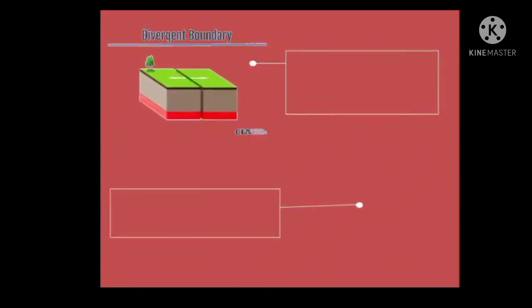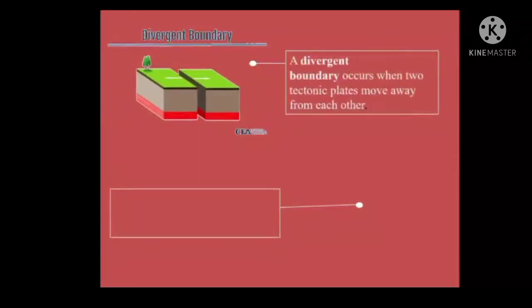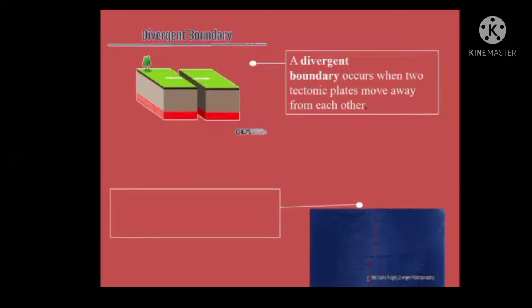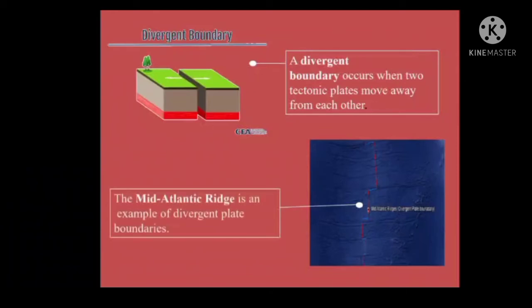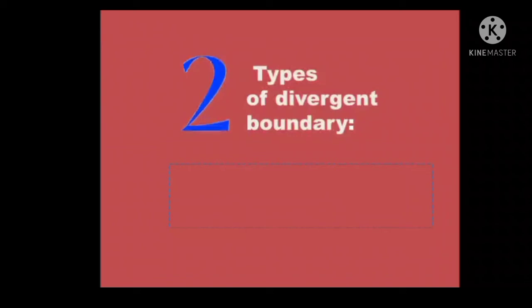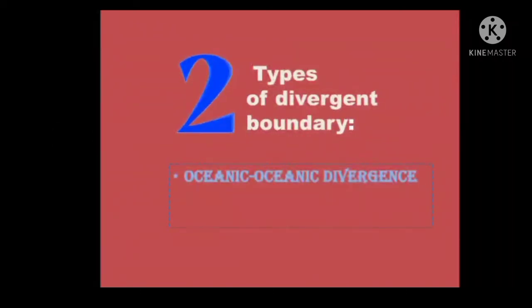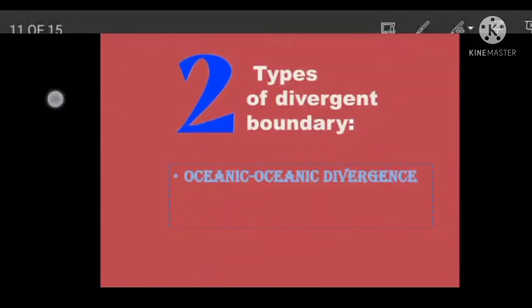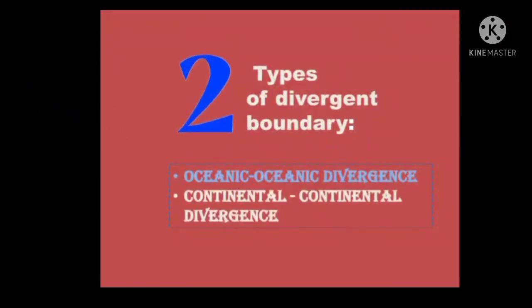So let us proceed to the second type of plate boundary, the divergent plate boundary. This occurs when two tectonic plates move away from each other. As you can see in the illustration, the plates are moving away or separating from one another. The example of divergent boundary is the Mid-Atlantic Ridge. There are two types of divergent boundary: the oceanic divergence and continental divergence.